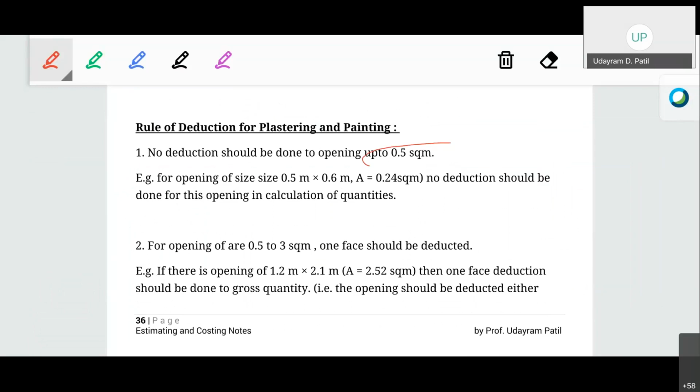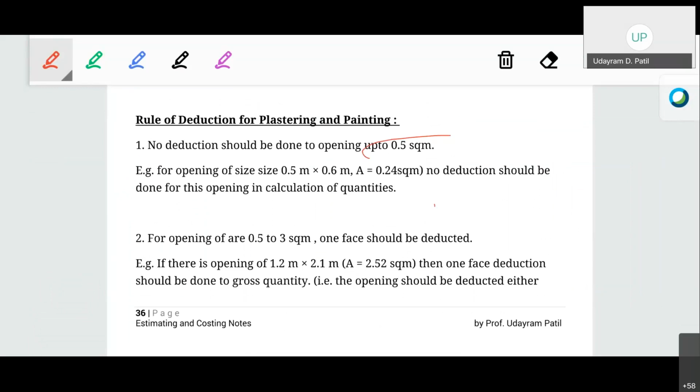The next rule is if the opening is between 0.5 and 3 square meter. Most of our openings are between 0.5 and 3 square meter. Therefore in that case one phase should be deducted, and as I said, we deduct the one phase from the external plastering. So preference will be given to the deduction in the external plastering.